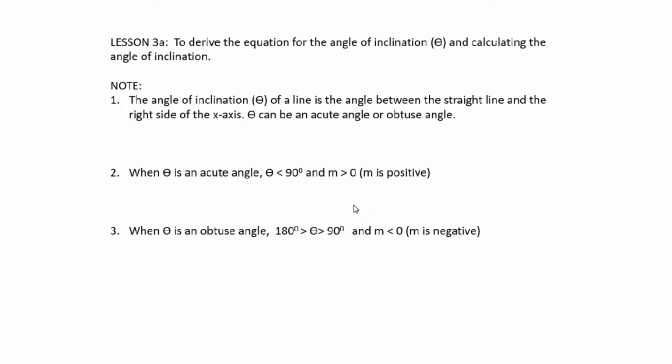I've just explained that when theta is an acute angle, then theta is smaller than 90, and the gradient is going to be greater than 0, which means our gradient is positive. And when theta is an obtuse angle, it means that theta exists between 90 degrees and 180 degrees, and therefore the gradient will be negative. In other words, it will be smaller than 0.